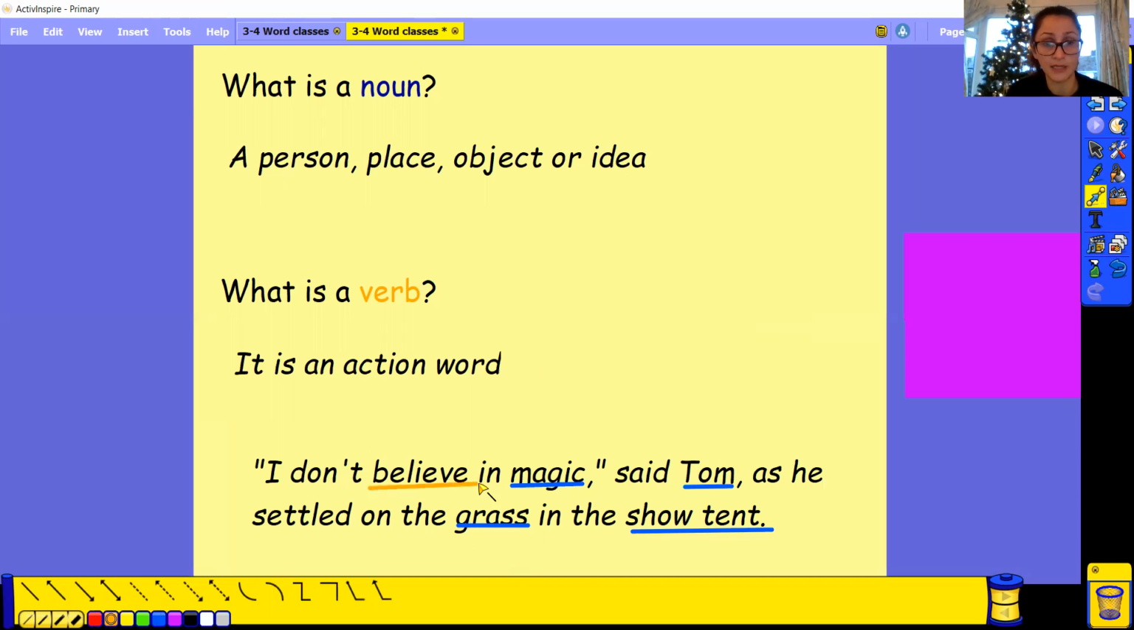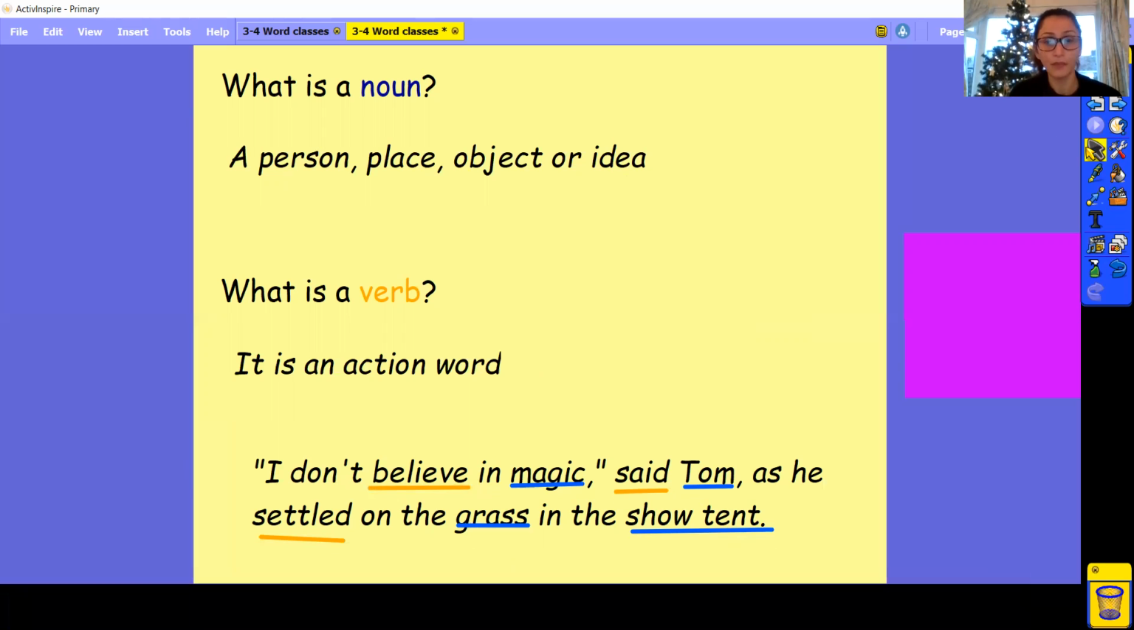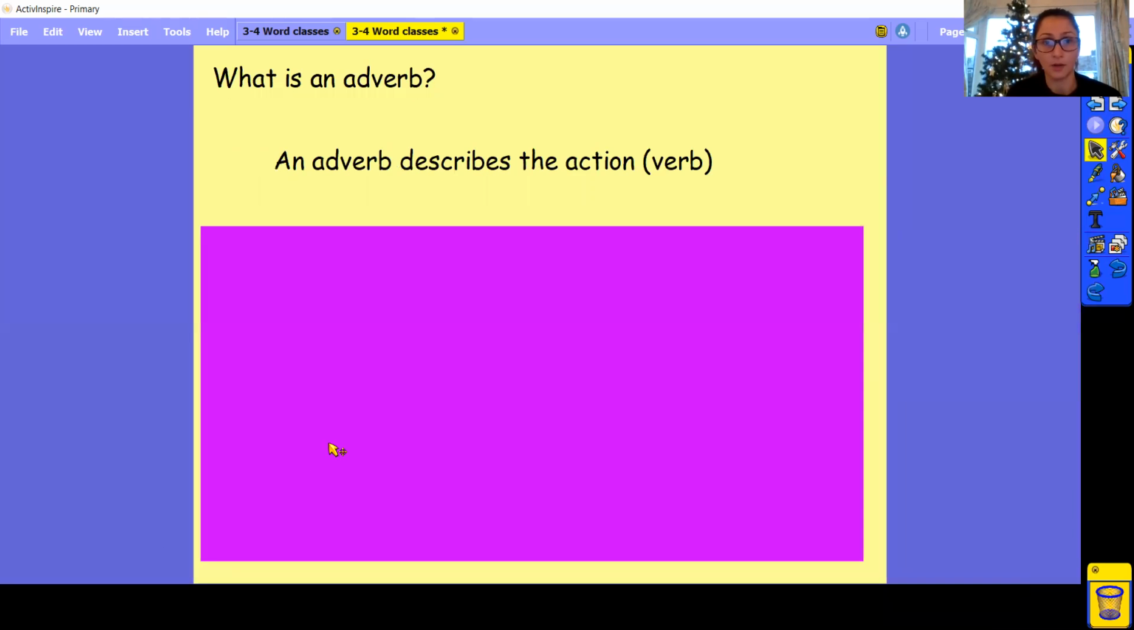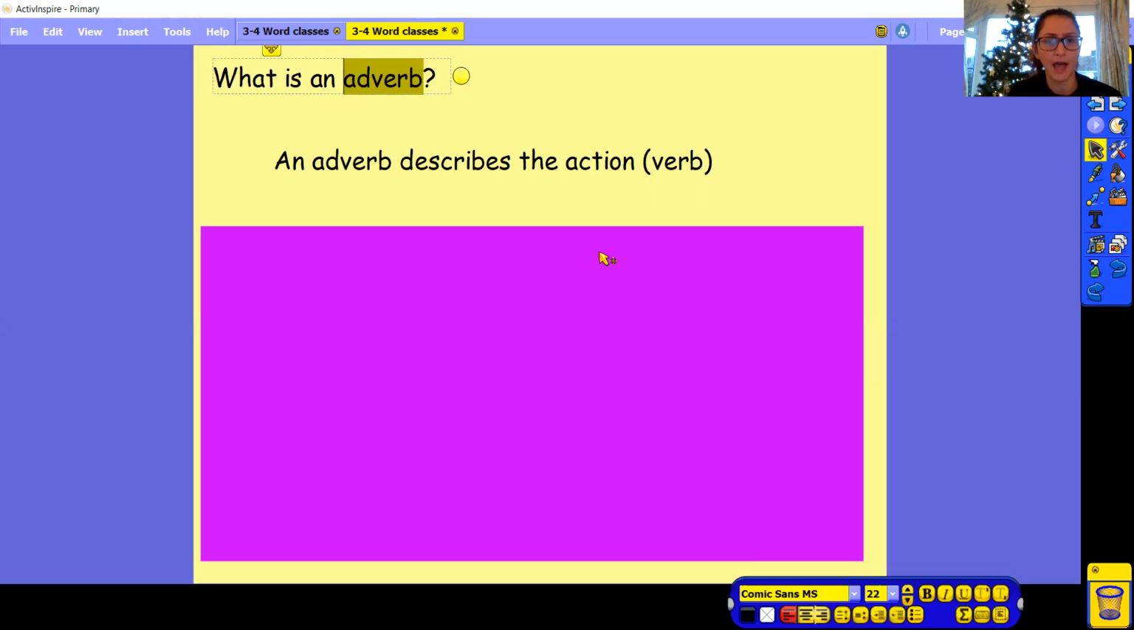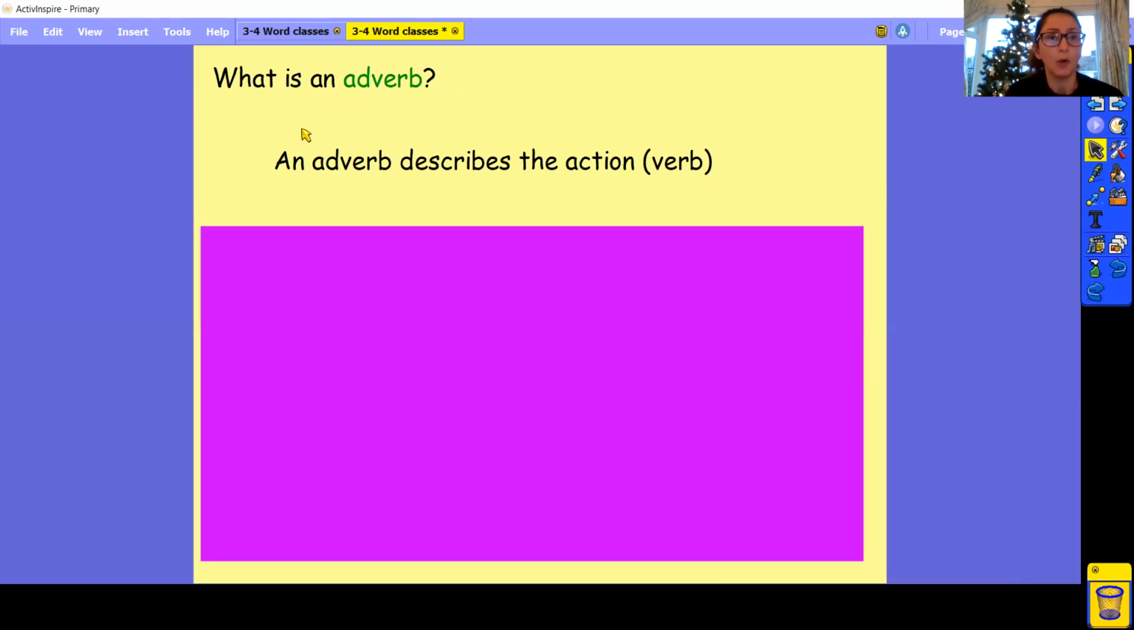So I don't believe in magic, said, the doing thing, as he settled down. So remember, settled, it's an action, you do it, you settle down onto the grass in the show tent. Brilliant. So we've gone over what a noun is and we've gone over what a verb is. So let's go on to our next thing. So my next question, what is an adverb? I'm going to change this to green because I like doing these in green.